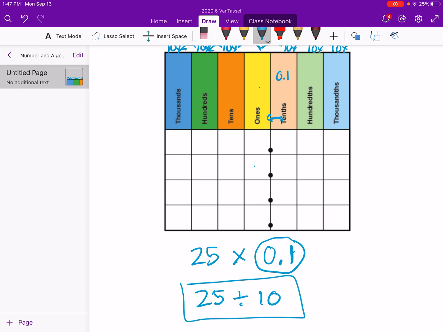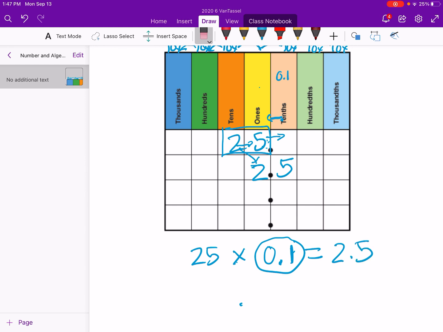So it's really like doing this: 25 divided by 10. So what we do is I have 25 here. I'm multiplying it by 1/10. These numbers are now going this way. So the 5 would come over to this spot, the 2 would come over to this spot. So it'd be 2.5.